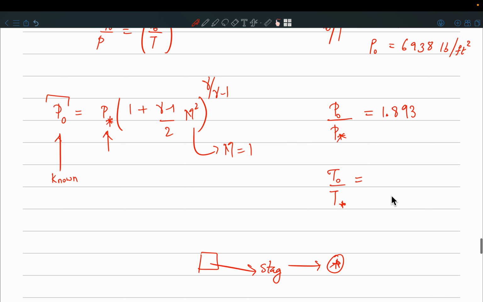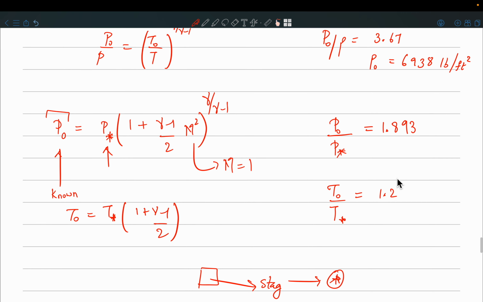Okay, so can you also please tell me the value of T naught by T star? Again you have to do the same thing. T naught is T star into 1.2. Okay, yeah, that's right. I hope everyone got this. Any doubts in this question? Everyone got the answer, right?